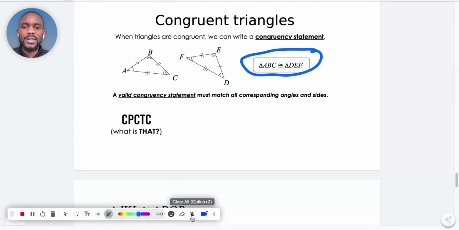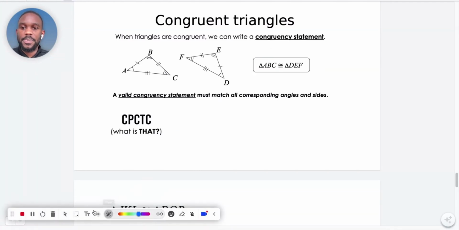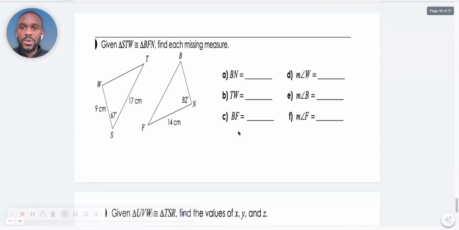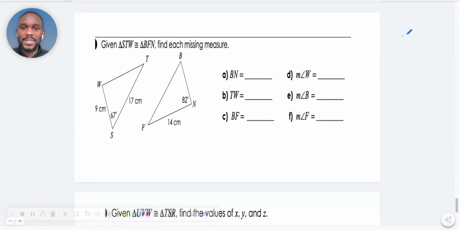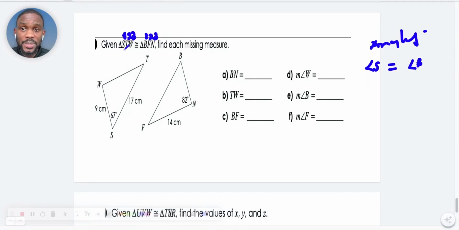So we're going to use that a lot today to work out a few problems. Let's look at this problem right here. They're giving us two triangles, and they want us to get the missing values. This is my congruency statement. Let me write here angles. The first letter is congruent to the first letter, 2 to 2, 3 to 3. These are two triangles: first to first, second to second.